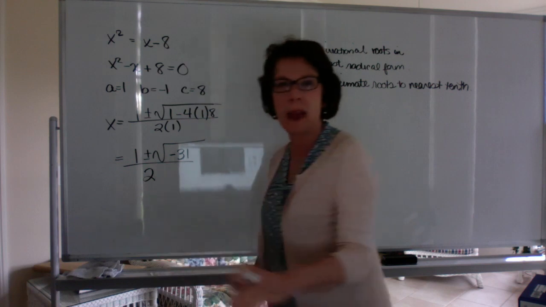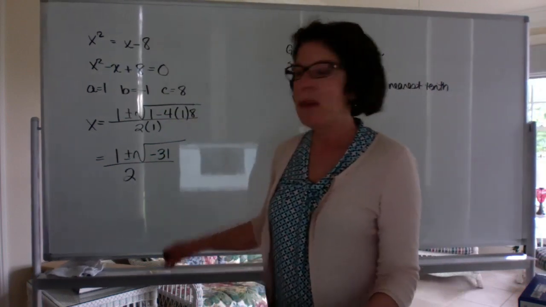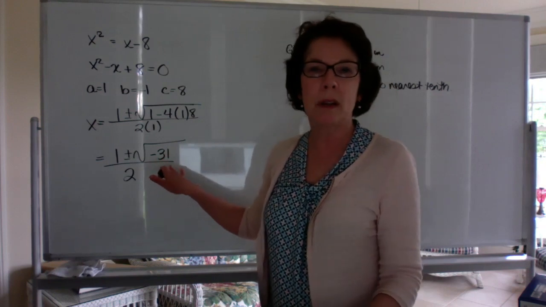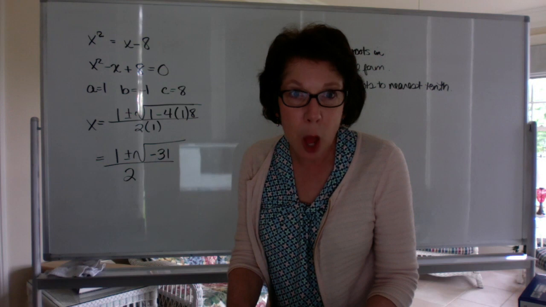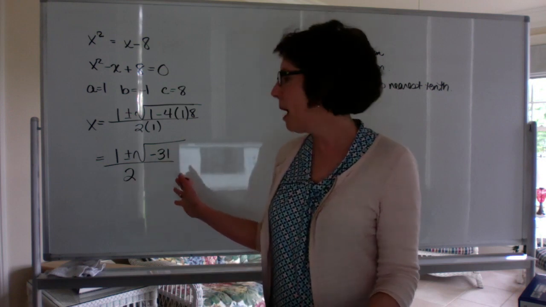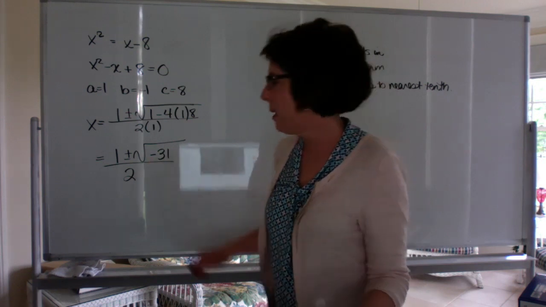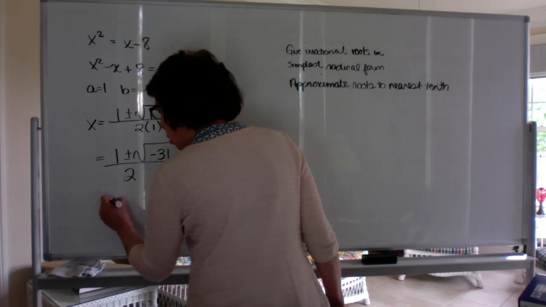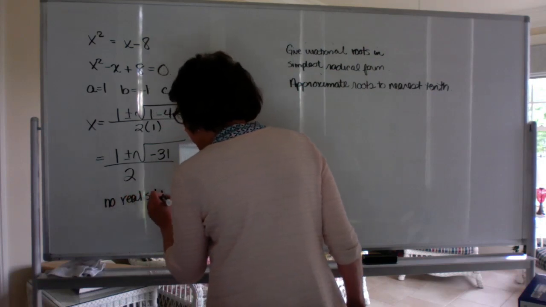Now let's stop right there. Can you have a real number that is the square root of a negative number? No. You may stop right here. Don't box that and say x equals that. This is not a real number. So I put here no real solution, and I'm done.